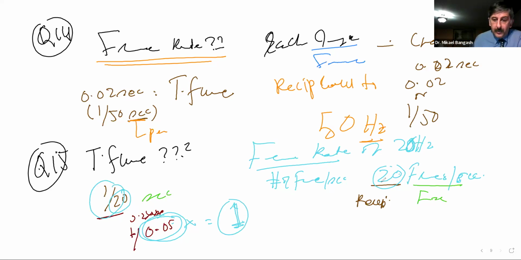So if you are able to produce 20 frames in a second, which gives us a frame rate of 20 hertz, then our T frame is going to be 1/20th of a second, or 0.05 seconds. Did that make sense? Yes.